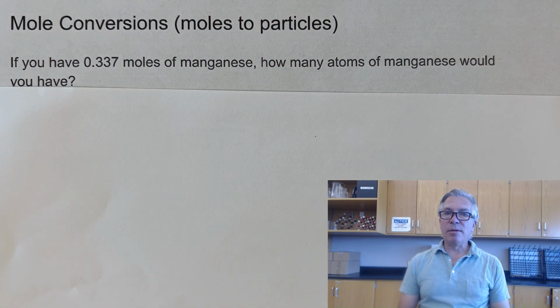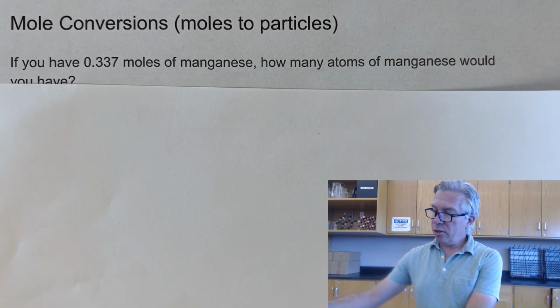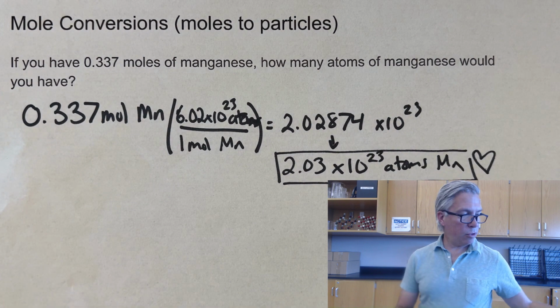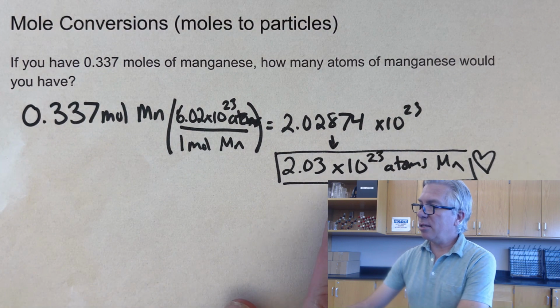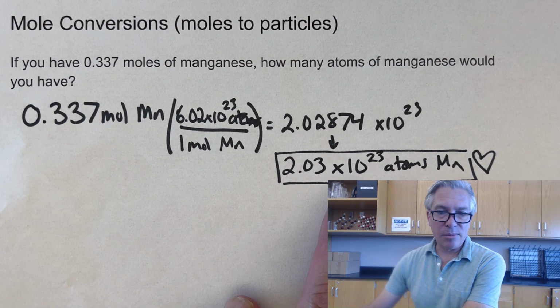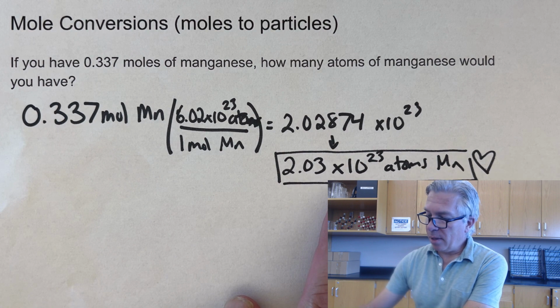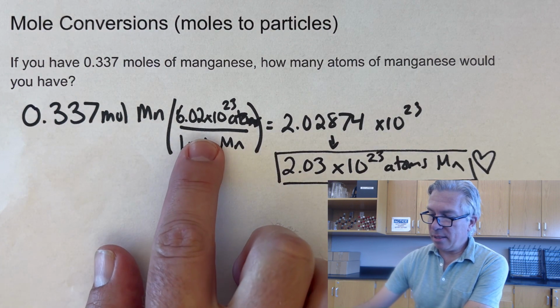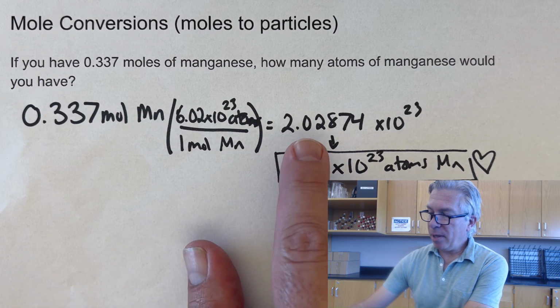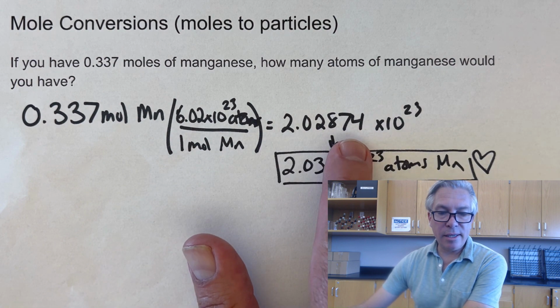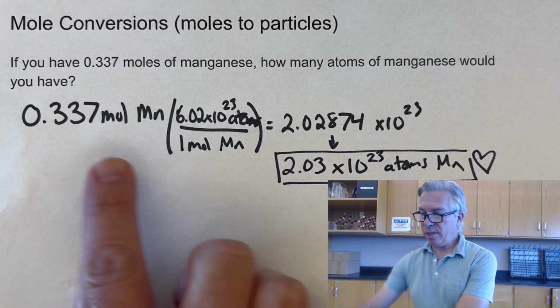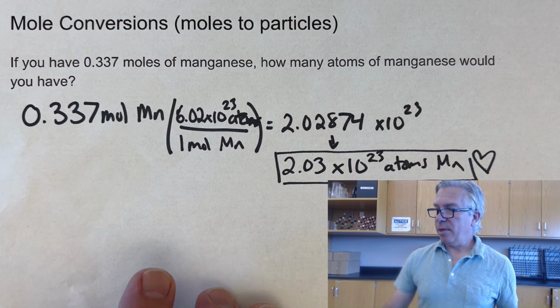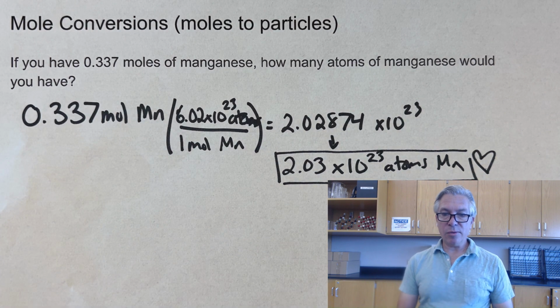Okay, and I'm hoping you were able to do that. And if you did, you should have ended up with 2.03 times 10 to the 23rd atoms of manganese. Again, a giant number: 0.337 times that same number, only it's manganese this time. I did get more digits than I needed, so I rounded it back to 3 digits because that's my number of significant digits that I started with.